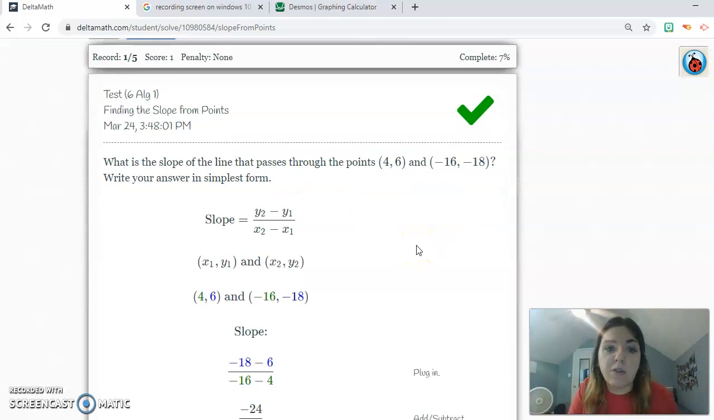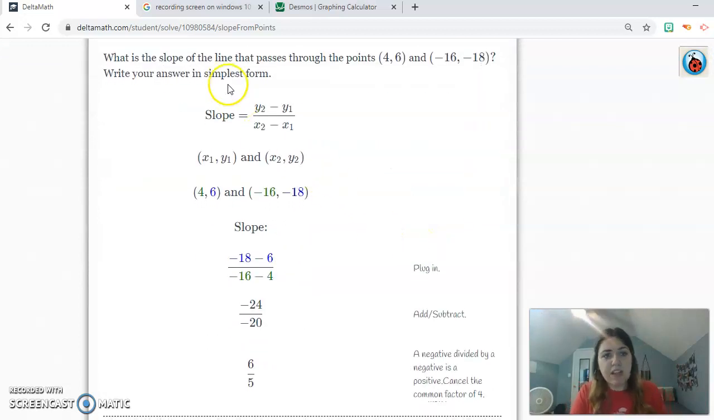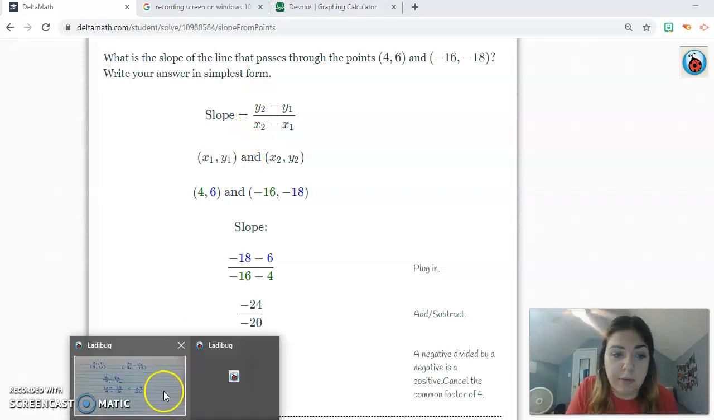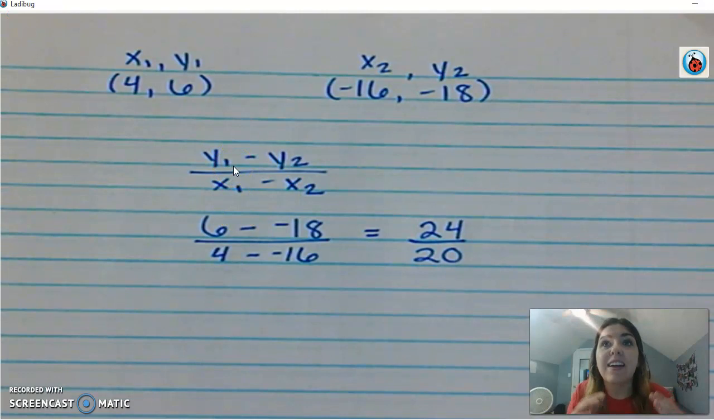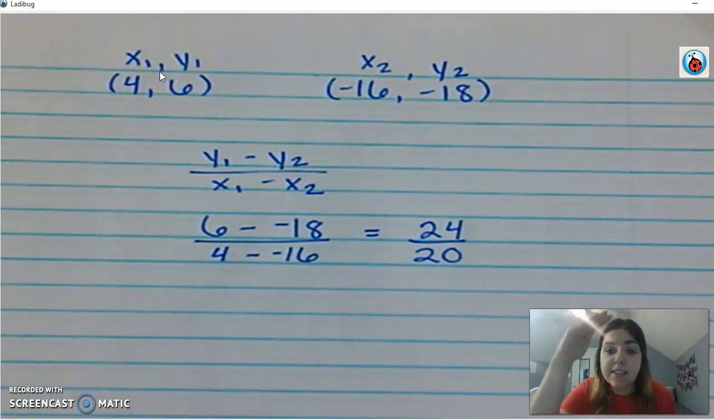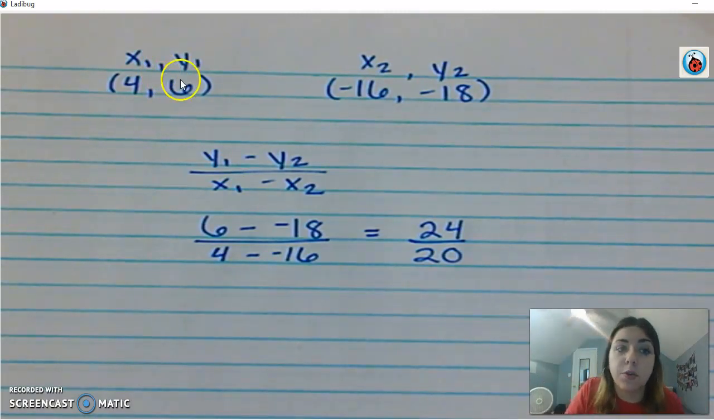Okay, now something I want to point out. They did y2 minus y1 over x2 minus x1. So they put the second numbers first. When I worked it out with you all, I put the first numbers first. It doesn't matter as long as you stay consistent on the top and the bottom of your fraction. So if you are starting with 6 on the top, you have to start with 4 on the bottom.